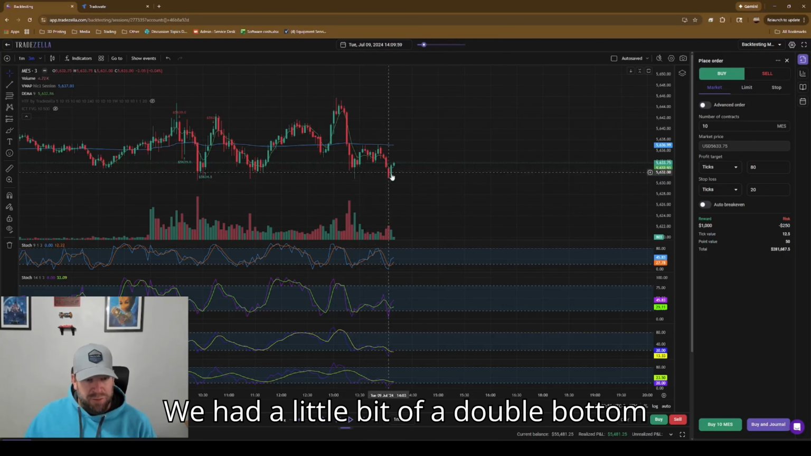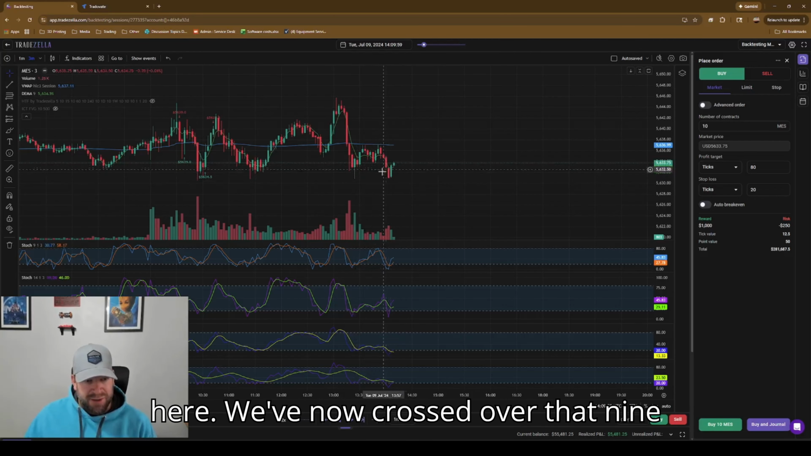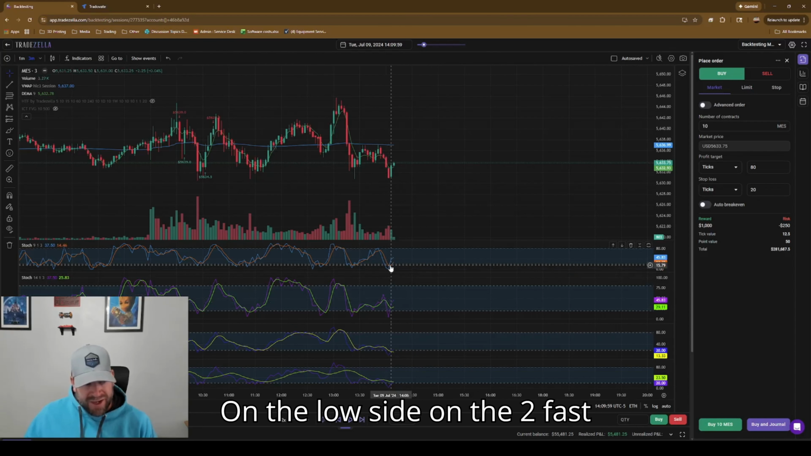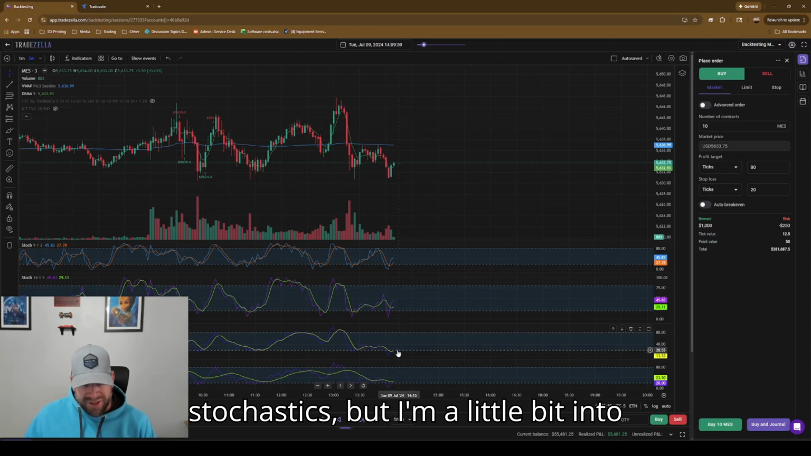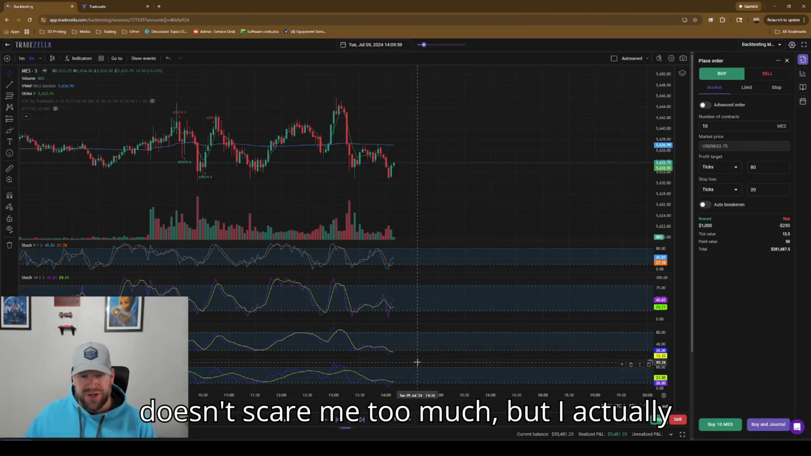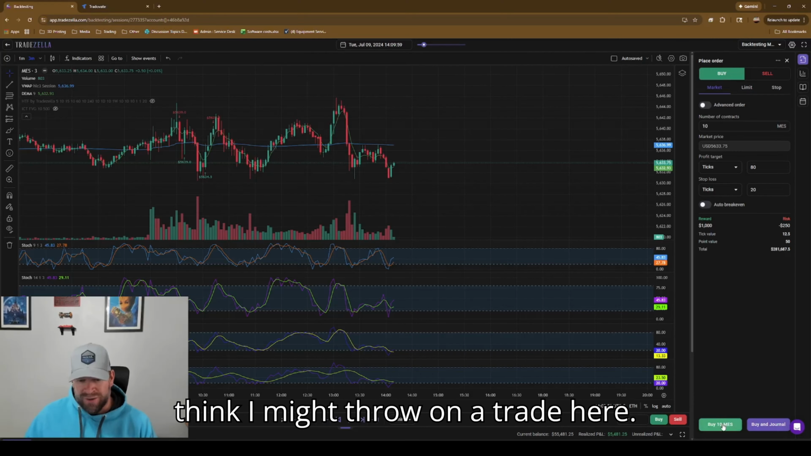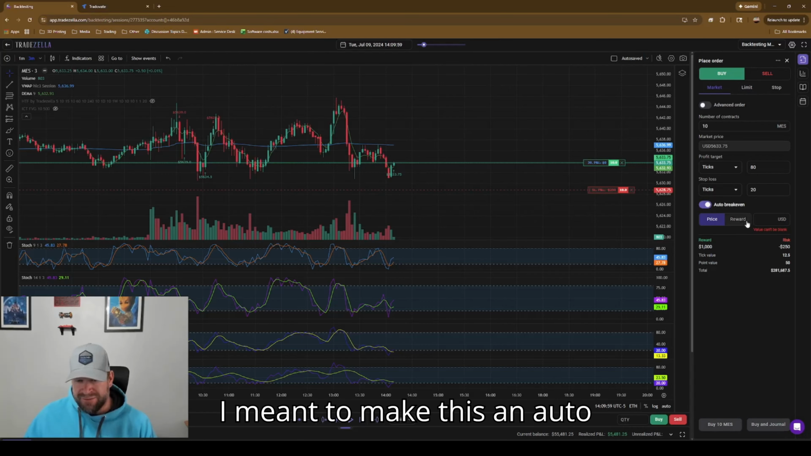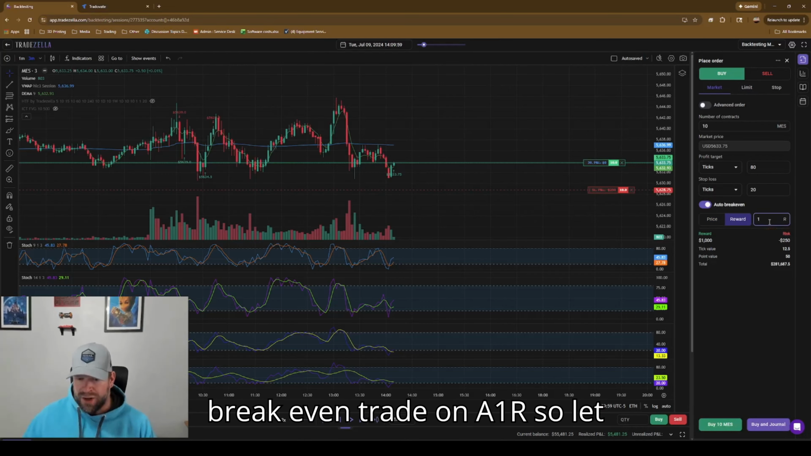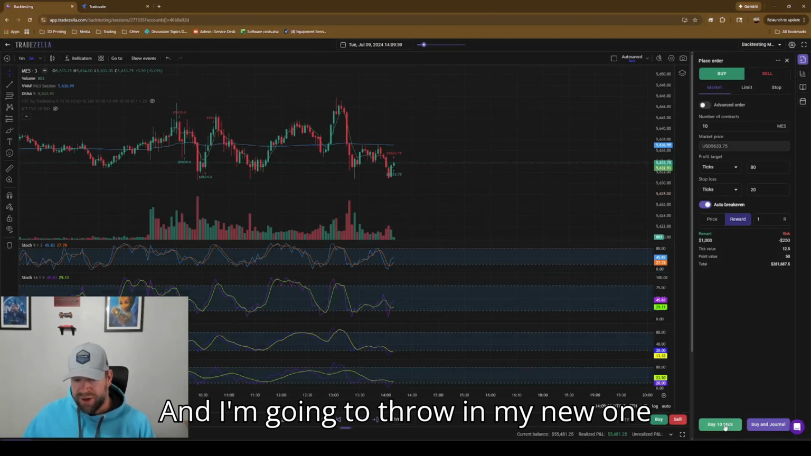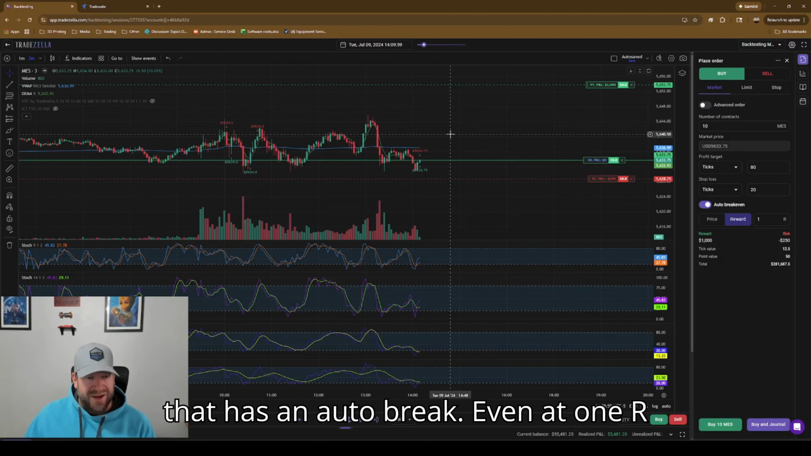We had a little bit of a double bottom here. We've now crossed over that 9 EMA. I'm on the low side on the two fast stochastics, but I'm a little bit into oversold on that third stochastic. Doesn't scare me too much, but I actually think I might throw on a trade here. I meant to make this an auto break even trade on a 1R. So let me close this guy out, and I'm going to throw in my new one that has an auto break even at 1R. I'm risking 250 for 1,000.